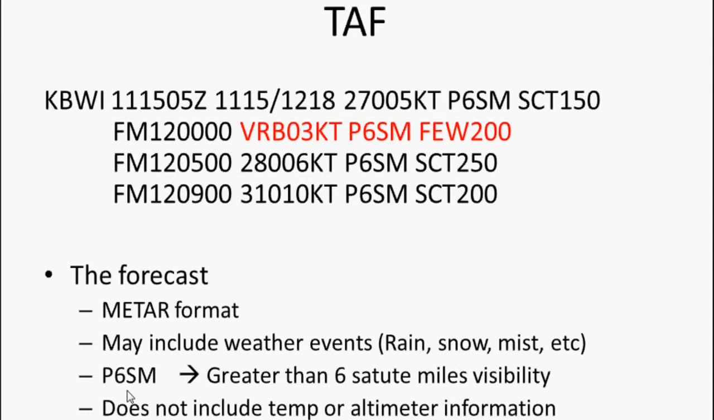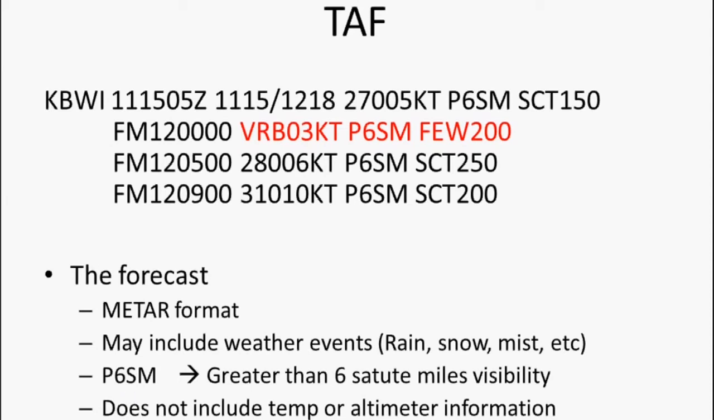Now, P6SM means plus 6 statute miles of visibility. So there's expected to be greater than 6 statute miles of visibility available. METARs, if you remember, cap off at 10 statute miles. TAFs cap off at 6. And this does not include temperature or altimeter information. So each block of information down here is just a different hour.